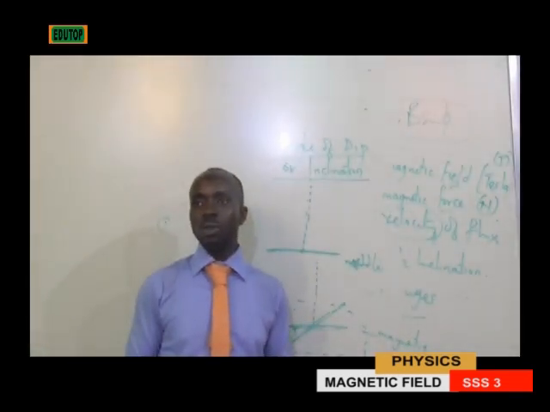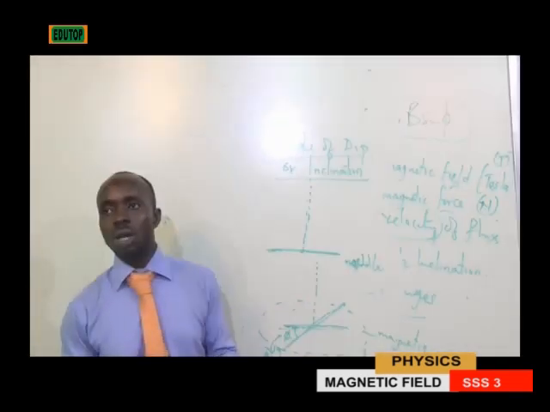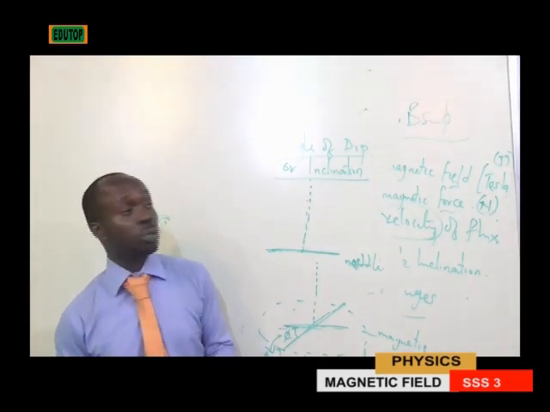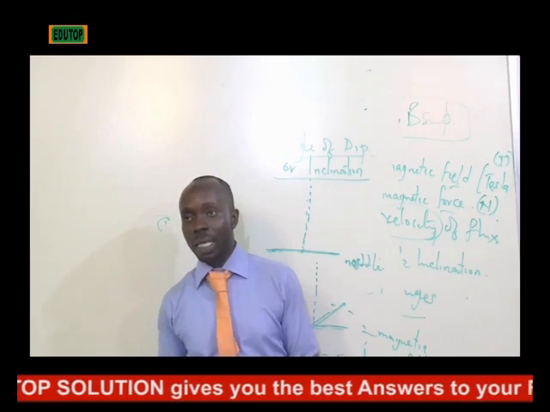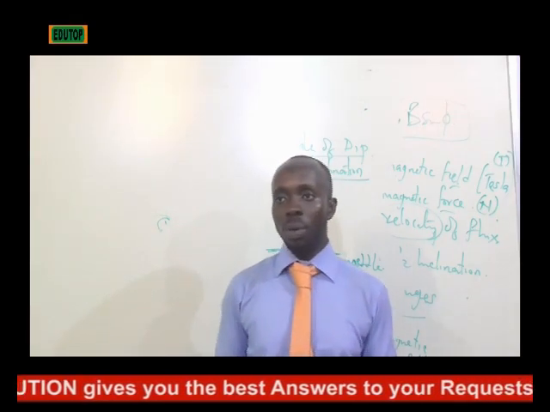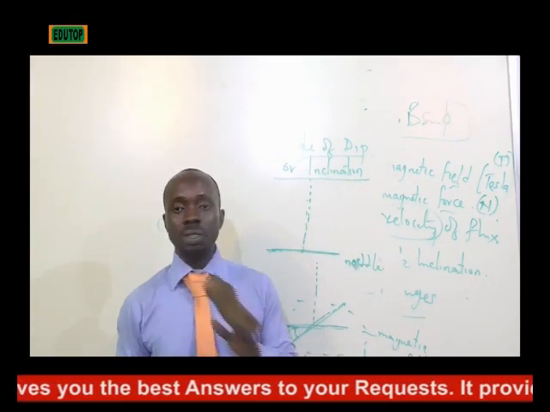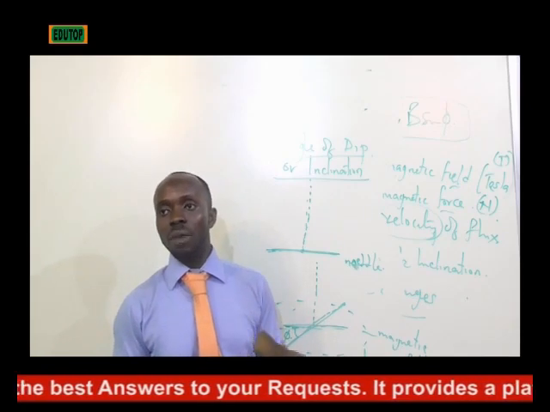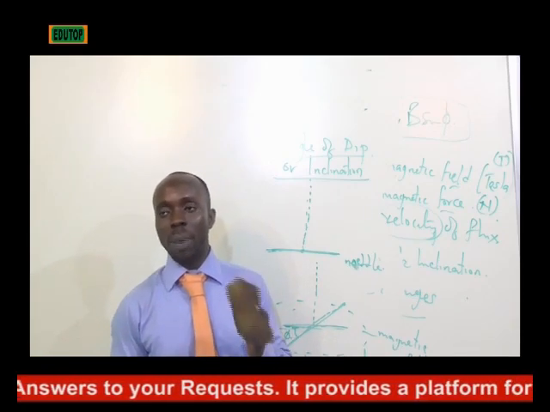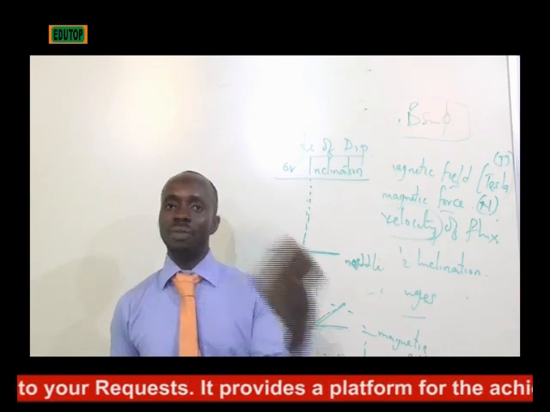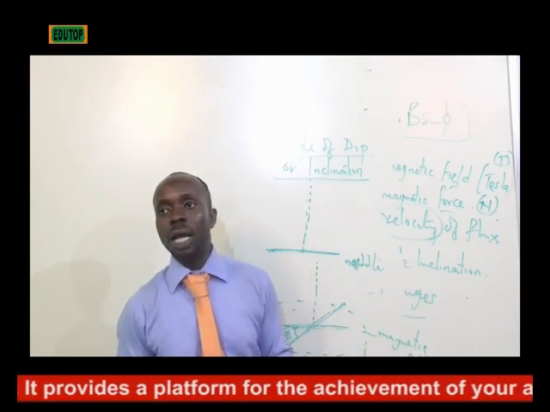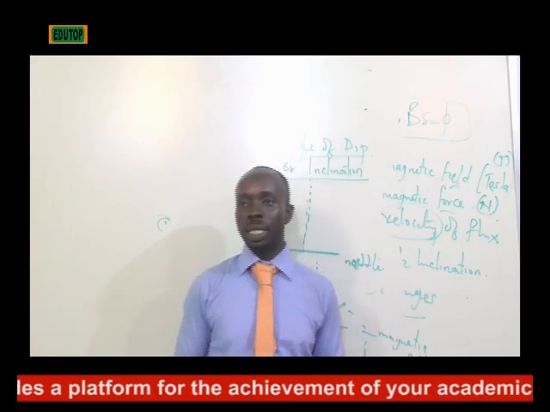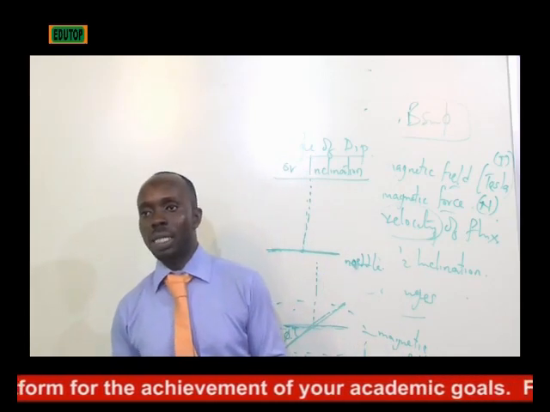Now let's proceed to what we call the theory of magnetism. Under the theory of magnetism, we'll be looking at what we mean by magnetism, paramagnetism, and the other ones. For your level, we'll be focusing on just two: diamagnetism and paramagnetism. Although we still have ferromagnetism, in this section we'll just be talking about diamagnetism and paramagnetism. So let's start with the theory of magnetism.